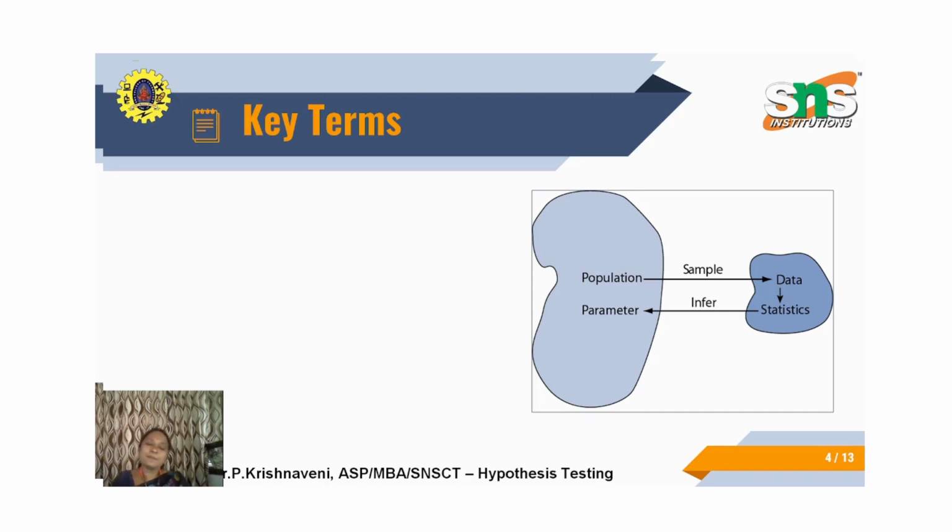Our topic is hypothesis testing. Before getting into hypothesis testing, these basic terminologies should be known by us. One thing is population, the other is data, statistics, parameter, and everything. Population means, like, I am having 1 lakh customers. I could not go and ask each and every customer about their feelings, opinions, and other things. It is possible, but it takes more time.